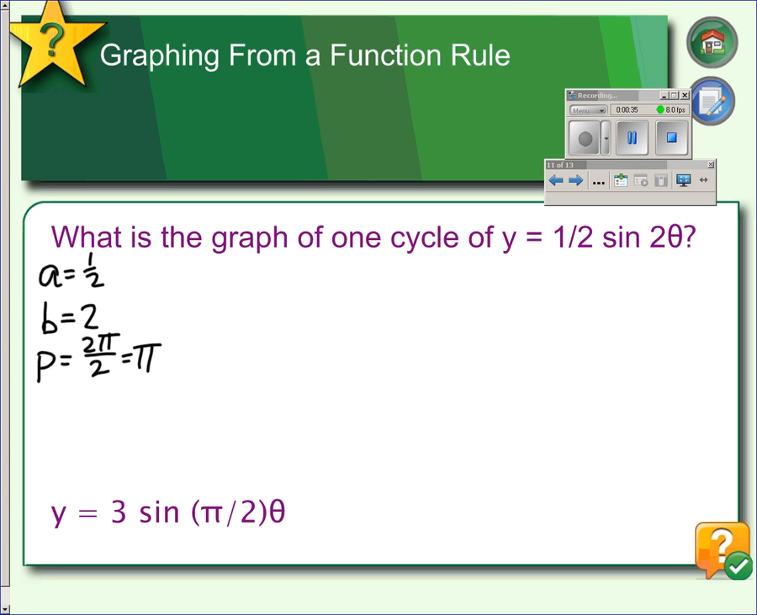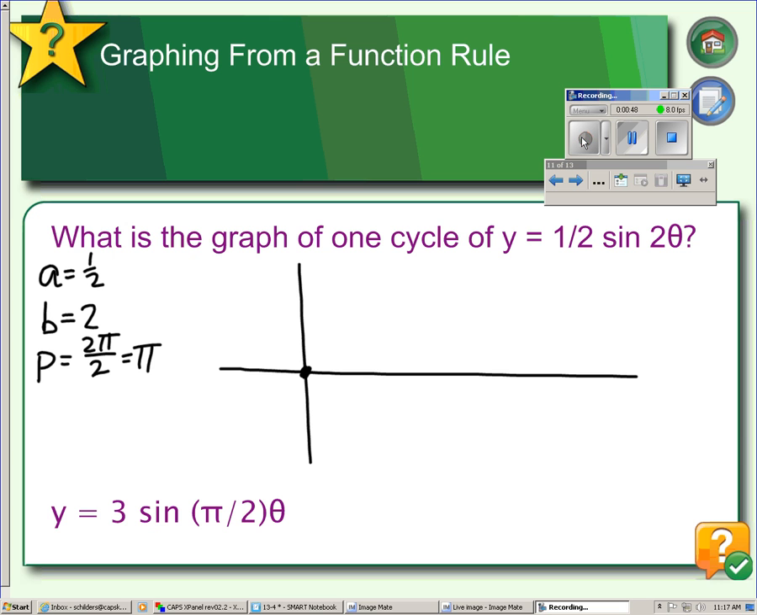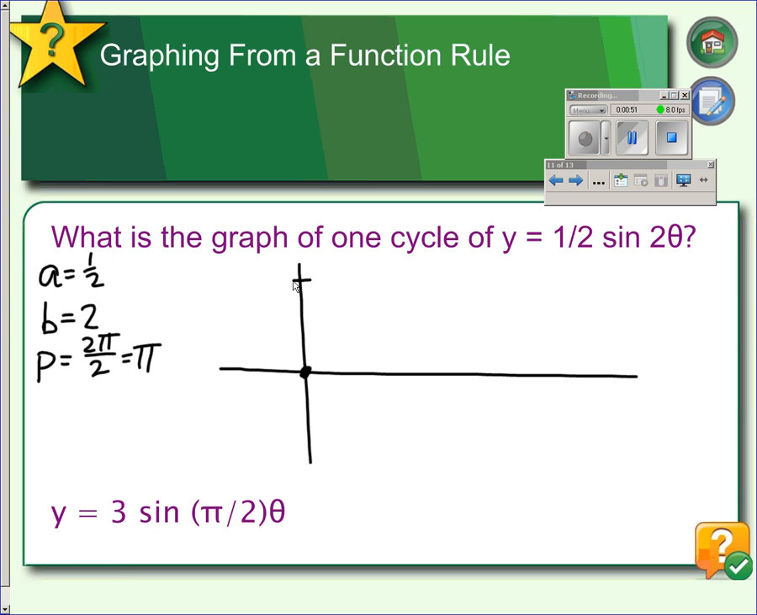So if we're going to graph this, we start at the origin. And from here, since a is positive, we will go up to the amplitude. So if this is 1, we'll be going up to 1/2. We'll come back to equilibrium, the x-axis. From there, we will go down to 1/2. And finally, we'll come back to equilibrium. So our graph will go like this.